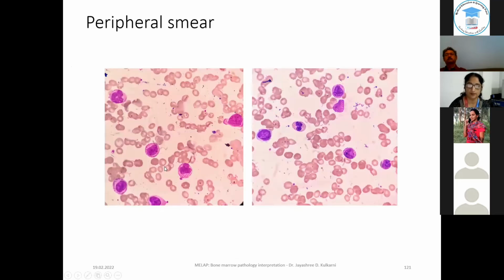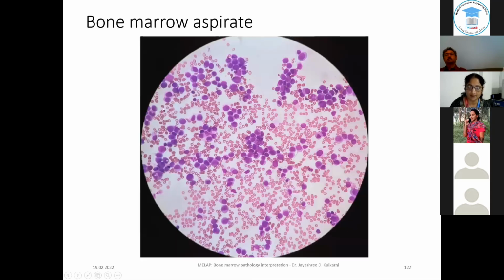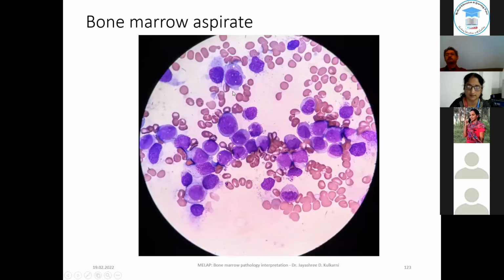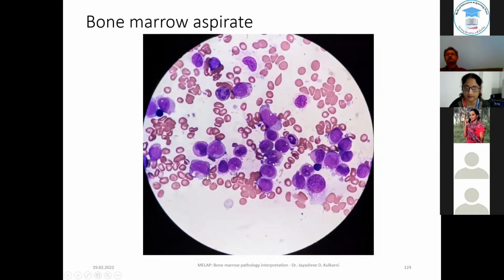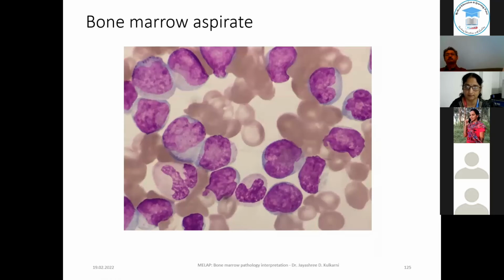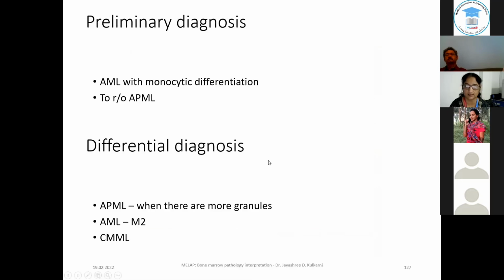If you go to higher power, you see that they have some cleaving of the nuclei. Granularity is present. There is a myeloid blast there. Bone marrow aspirate, definitely increased blasts of varying size and shapes. Some of them are showing cytoplasmic vacuoles here. Cytoplasmic vacuoles, convoluted nuclei, an Auer rod here. Similar picture. But you know, you are seeing some vacuolations. There is an Auer rod here.